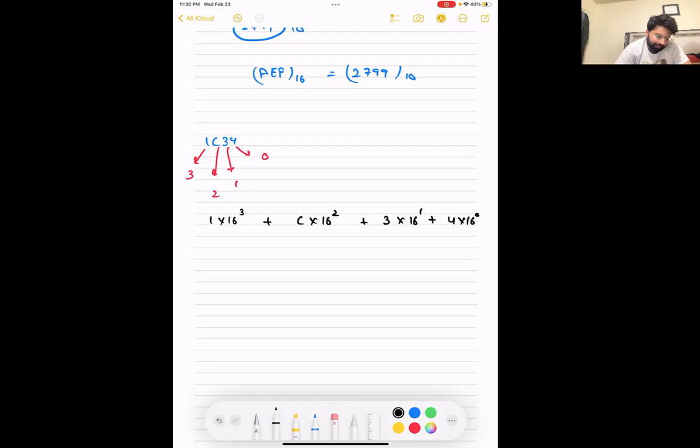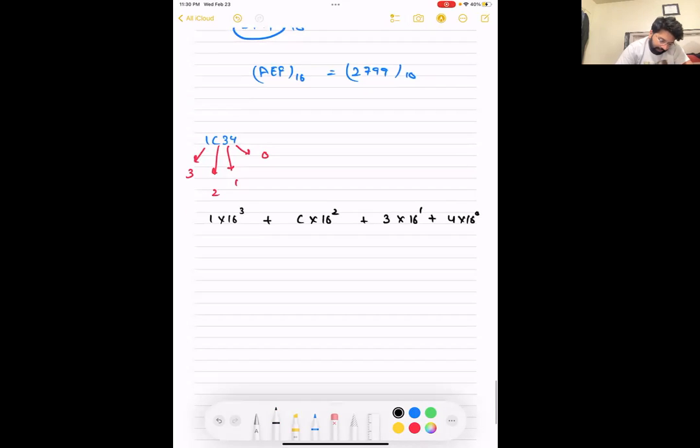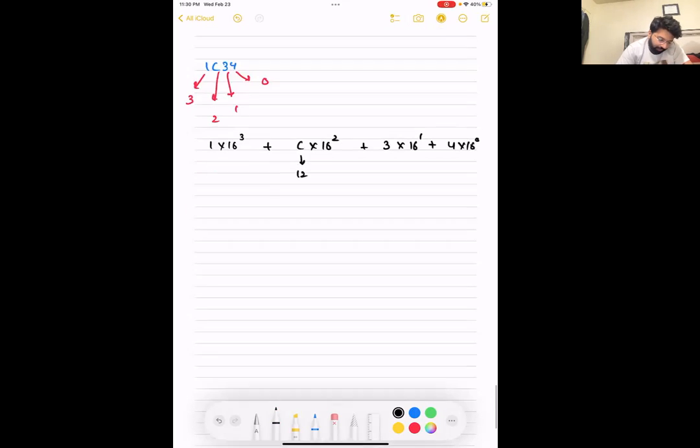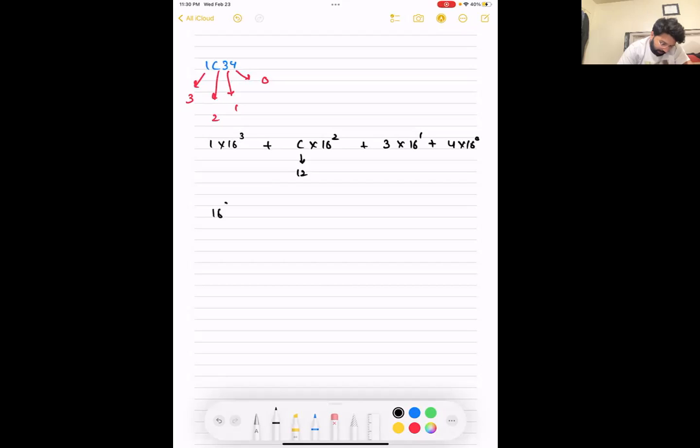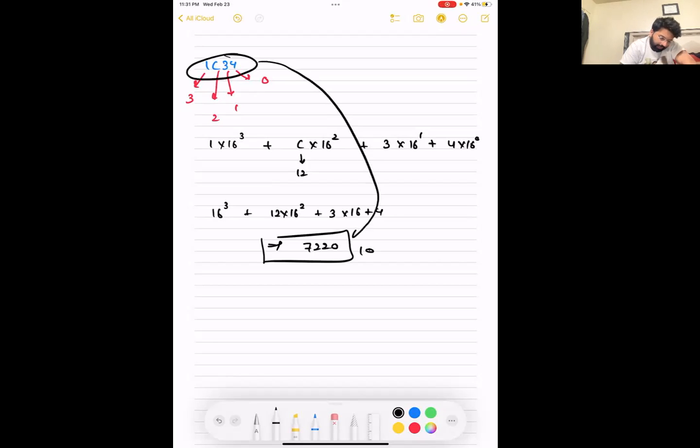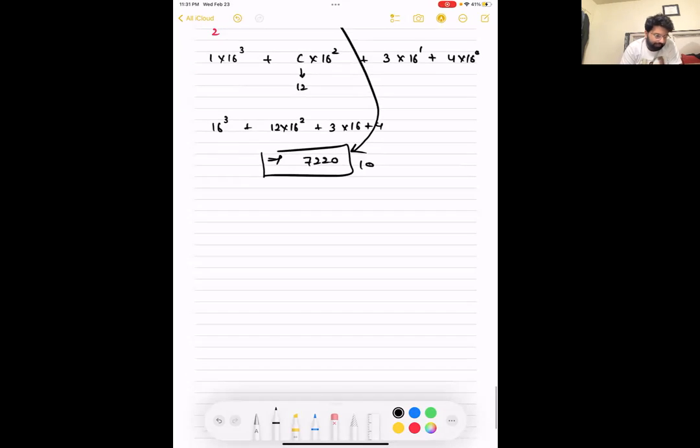Since C has a value of 12, I'm gonna just convert that to 12, and it becomes 16 to the 3 plus 12 multiplied by 16 to the 2 plus 3 multiplied by 16 plus 4. And the total comes out to be 7220 in decimal. So this hexadecimal value has a decimal value of this.